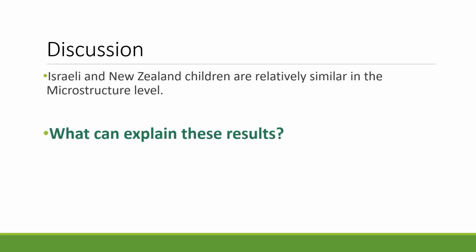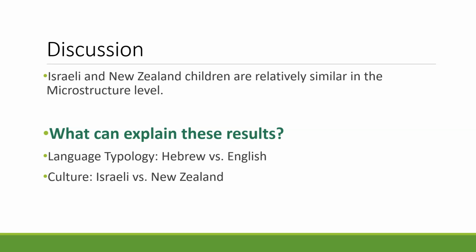What could explain these results? There are some factors that could have influenced the results, including language typology, Hebrew versus English, and culture, Israeli versus New Zealand. The results suggest that neither the language typology nor the Israeli versus New Zealand culture had a significant effect on the measures included at the microstructure level of the personal narratives.